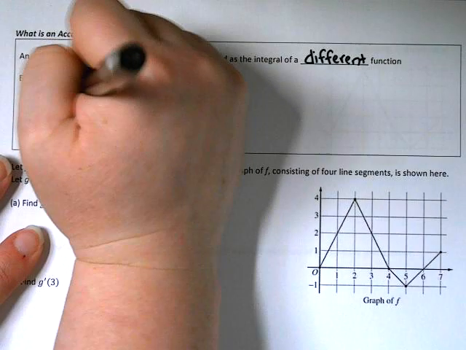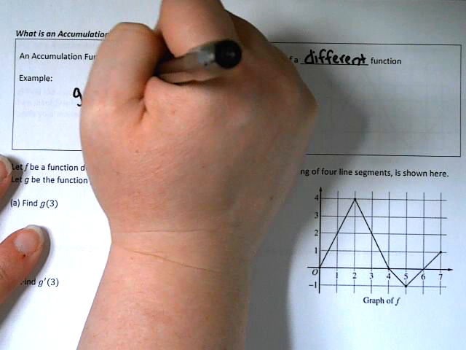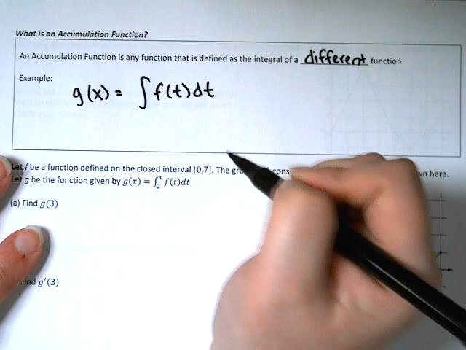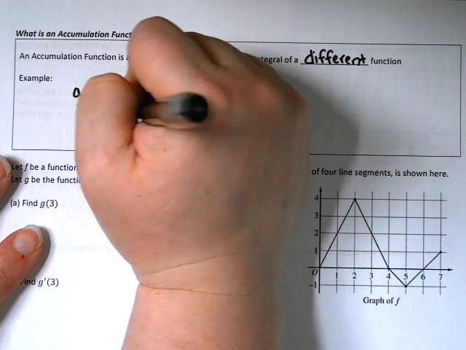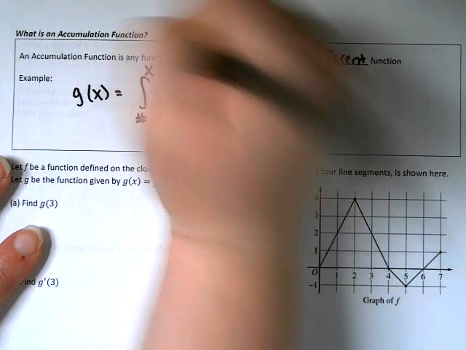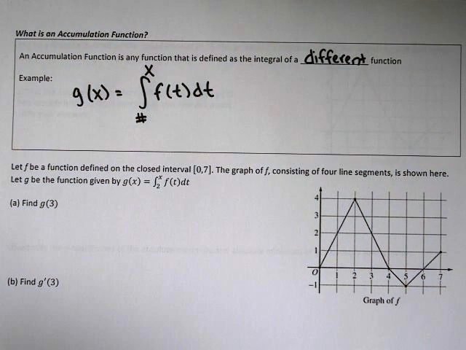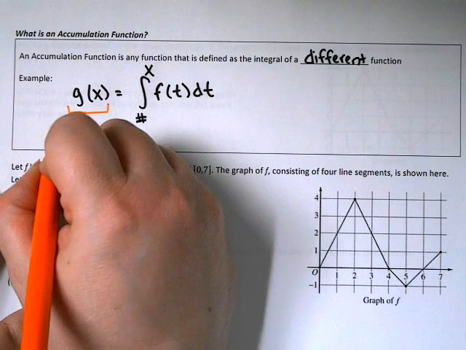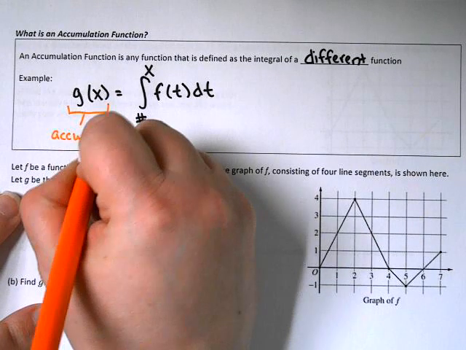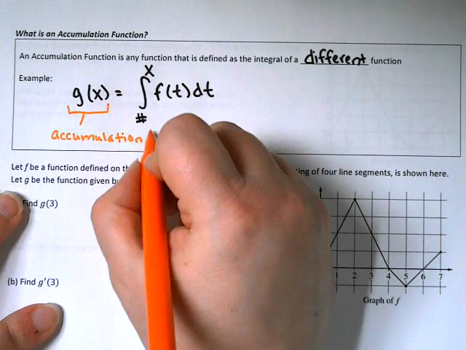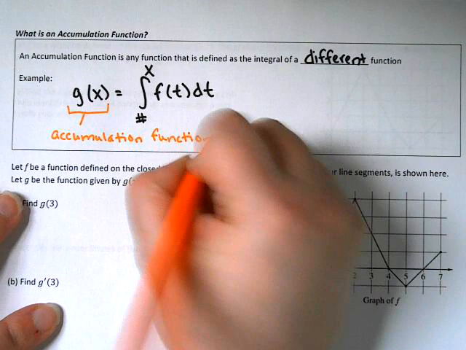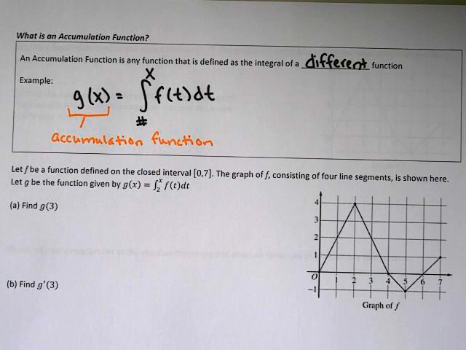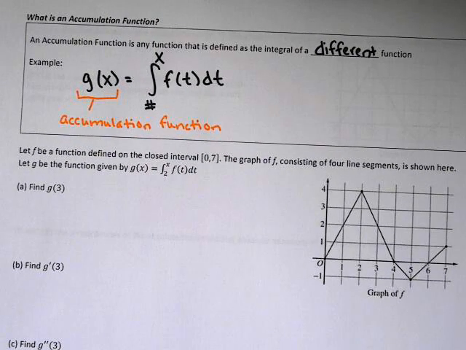So for example, if I told you that g of x is equal to the integral of f of t dt, and I put a number for my lower bound and x for my upper bound, that's generally what this is going to look like. Then what I'm saying is that g of x is my accumulation function. So let's take a look at what this is going to look like in an actual question.